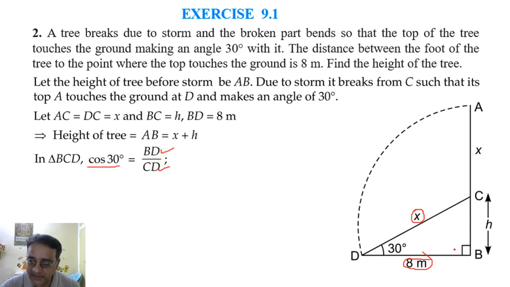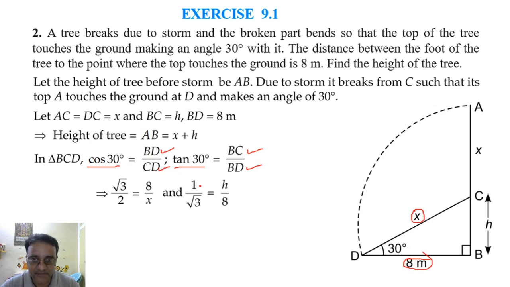And in the same step we are using tan 30 degree also. So tan is opposite upon adjacent, so BC upon BD. So what is the value of tan 30 degree? 1 by root 3. So BC is h upon 8. So now we are going to substitute. This is root 3 by 2, 8 upon x, and this is 1 by root 3 is equals to h upon 8.